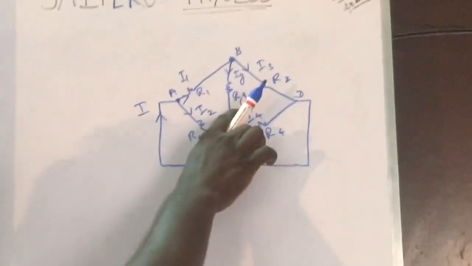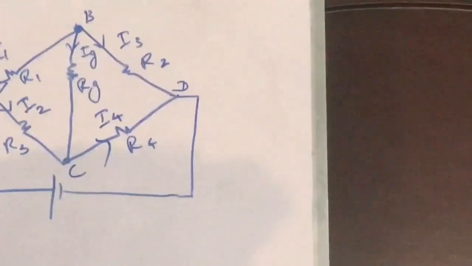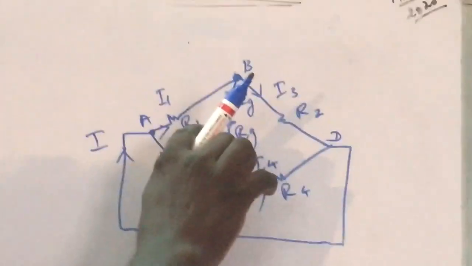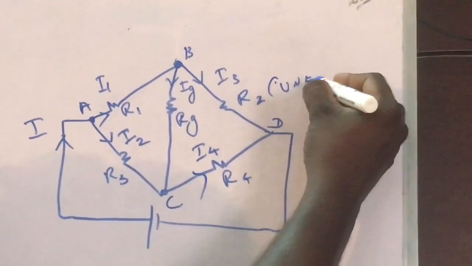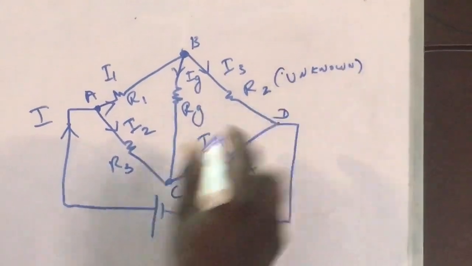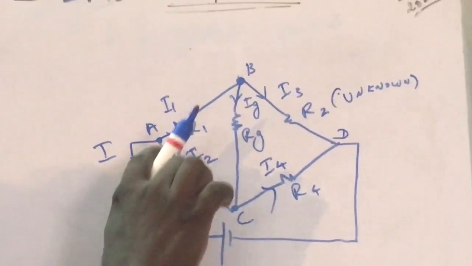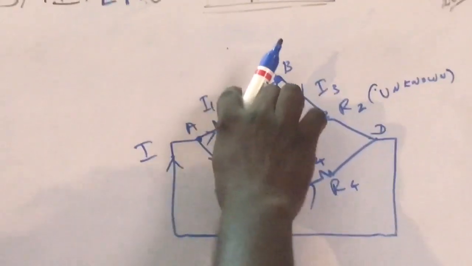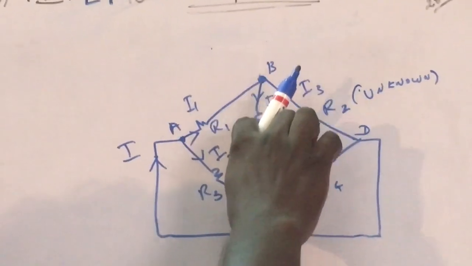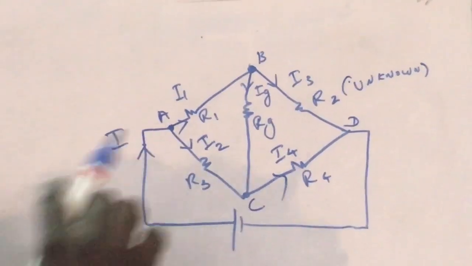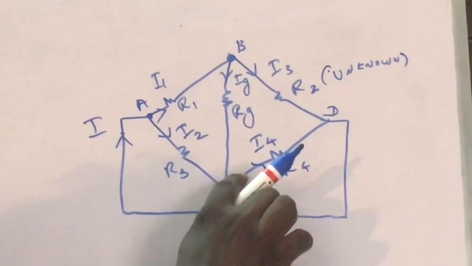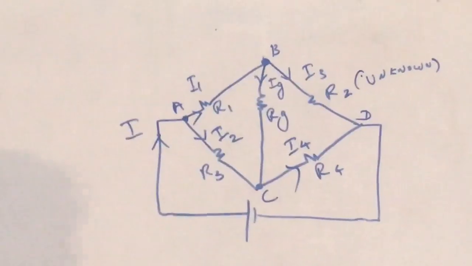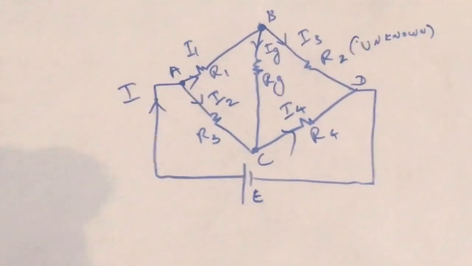Instead of the galvanometer, the resistance RG is replaced, because the galvanometer has its own resistance. Let's say R2 is unknown. I don't know what this is, so that is unknown. The total current entering the bridge is I, and it divides as I1 and I2. Some part of I1 goes as Ig and the remaining goes as I3. Here, I2 is the current going, and some part goes as Ig and the remaining is I4. The applied voltage, let's say the battery voltage, is E.